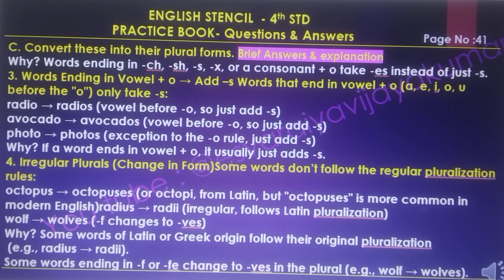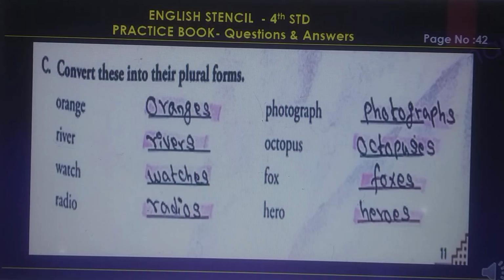Irregular plurals change in form. Some words do not follow the regular pluralization rule. Octopus, octopuses, octopi, from Latin, but octopuses is more common in modern English. Radius, radii, irregular, follows the Latin pluralization. Wolf, wolves, f changes to ves. Why do some words of Latin or Greek origin follow their original pluralization? Example, radius, radii. Some words ending in f or fe change to ves in plural forms. Example, wolf, wolves. The correct plural forms I have given here in the answers.